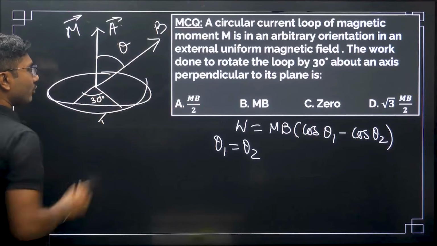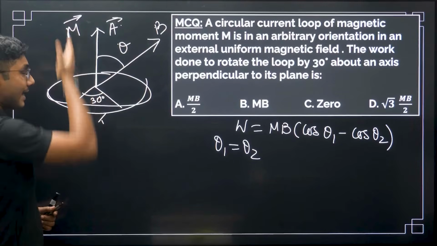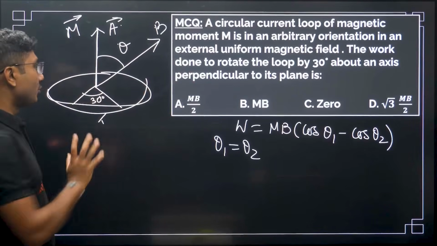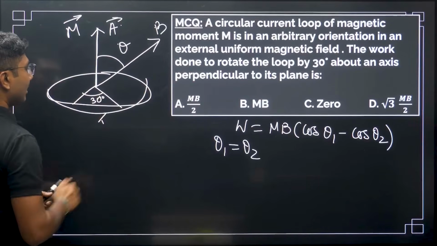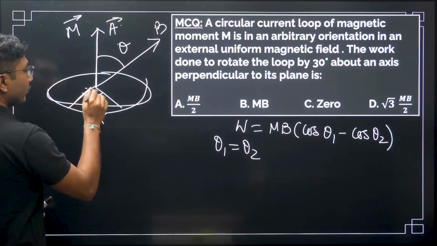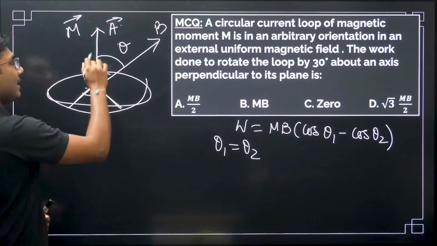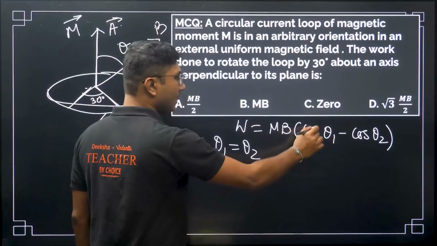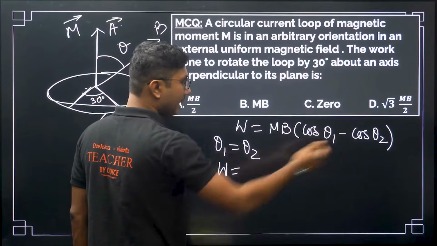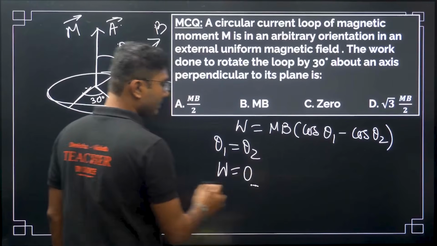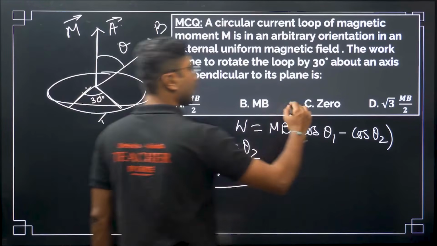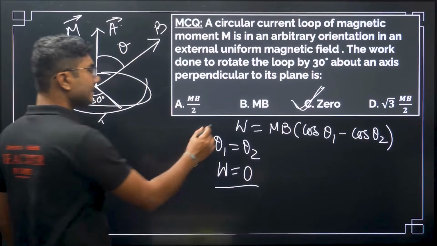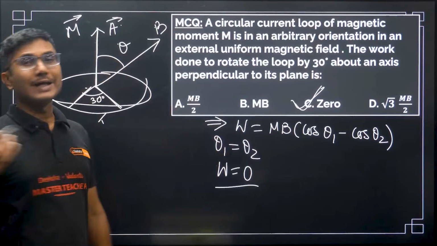In this question they told you that it is rotated about an axis perpendicular to the plane of the loop. So the loop is being rotated in this direction, but the angle theta remains constant. So work done will be mB (cos theta minus cos theta), that is 0. So work done will be 0 in this particular case. And this is the expression for work done, similar to that of a dipole.